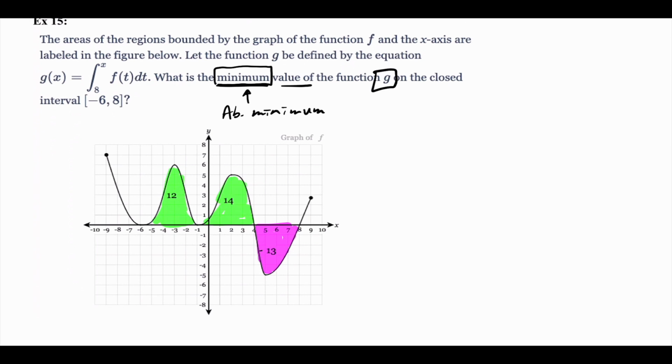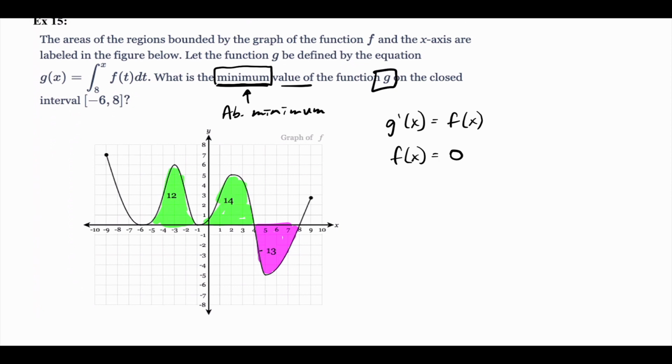So when it's an absolute minimum, you have to find the derivative. So you need the derivative. So what's the derivative going to be? F of x. Then what do we do? That's the derivative. What do we do with the derivative to find the minimum? Set it equal to 0. Set it equal to 0.